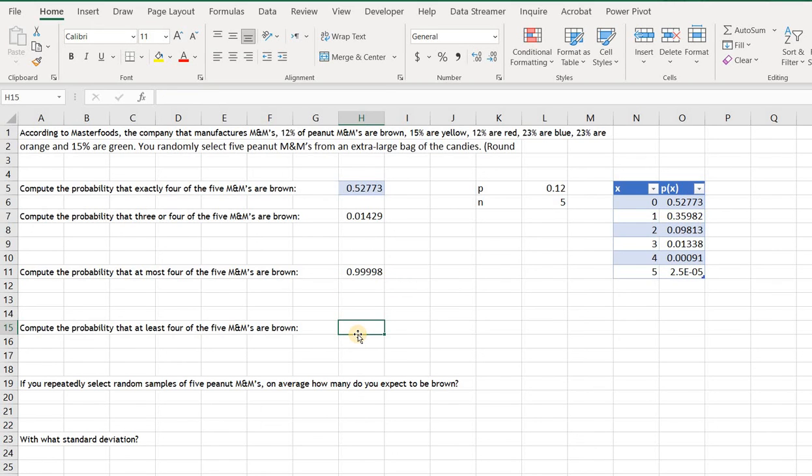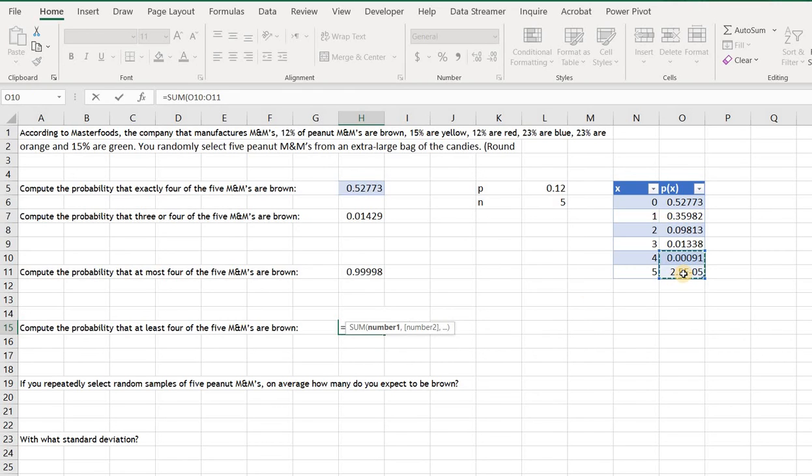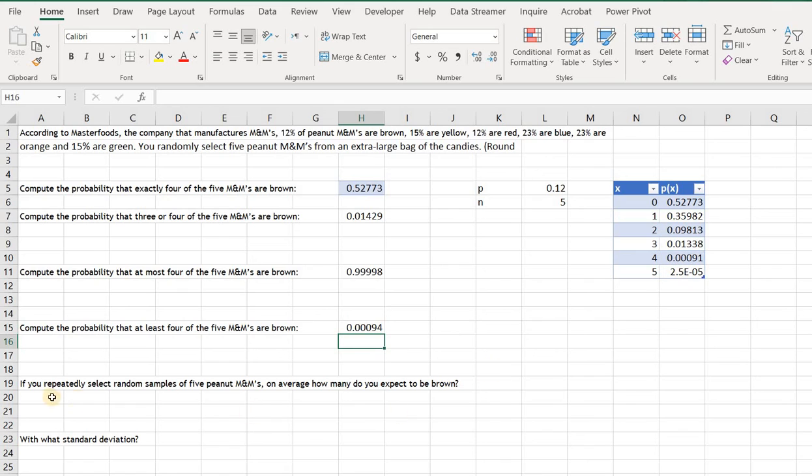What is the probability that at least 4 of the 5 are brown? At least 4 of the 5 are brown means it could be 4, but it could be more than that, which is the probability of 4 plus the probability of 5. So I'm just going to add the probability of 4 and 5 here. I don't have more than 5, so I'll just stop there.